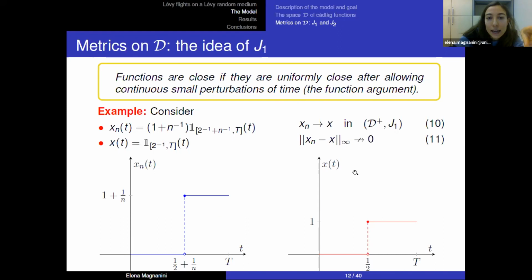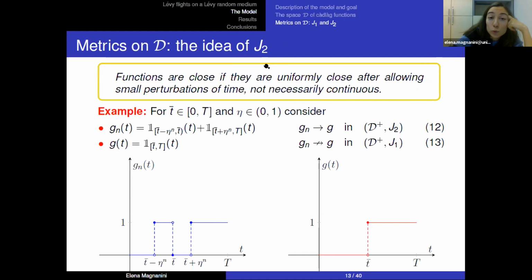Before giving the more formal definition, I would like to compare this idea with the idea of J2. According to J2, functions are close if they are uniformly close after allowing, again, a small perturbation of time, not necessarily continuous. We can see this in the picture. On the right, you have the limit function g_t with one jump at time t bar, and on the left, you have the sequence of converging functions g_n. You can see that this sequence oscillates basically around the jump t bar.